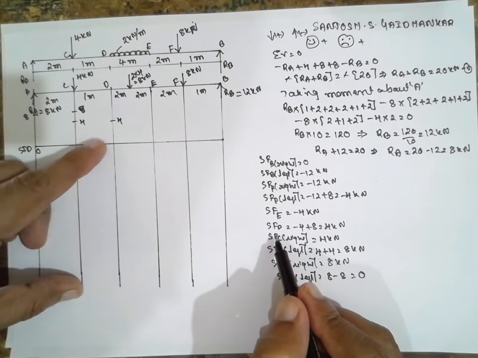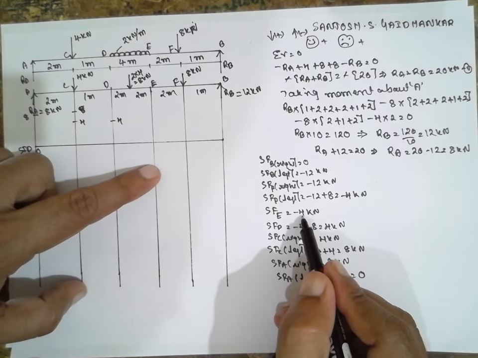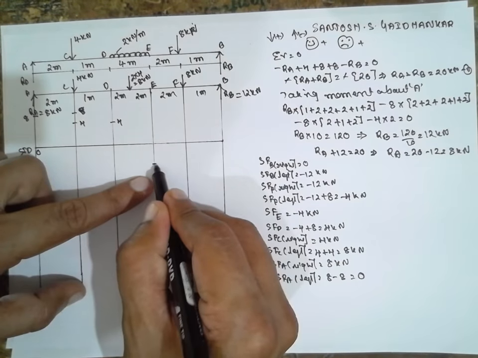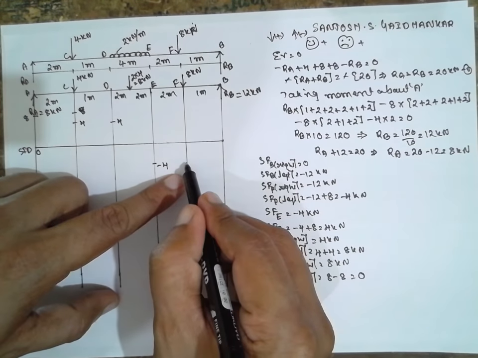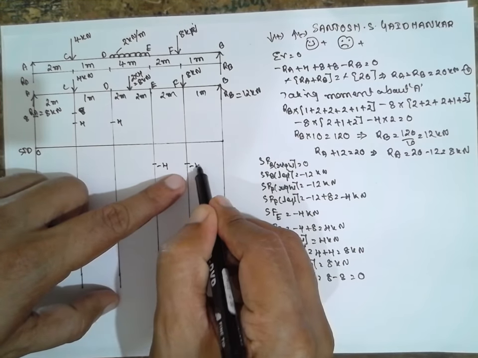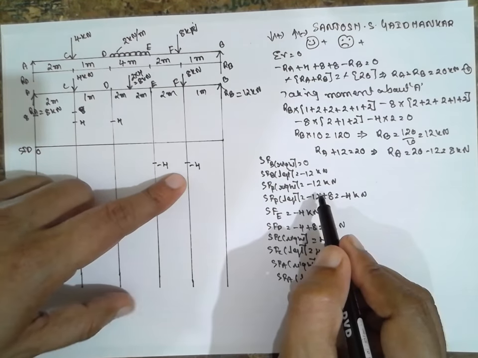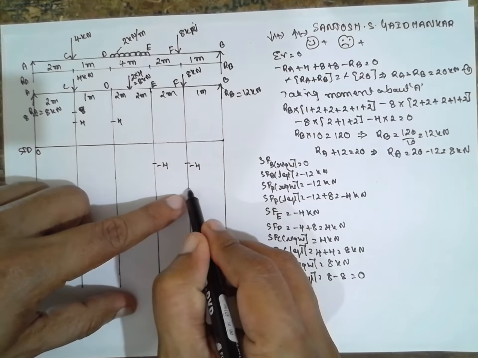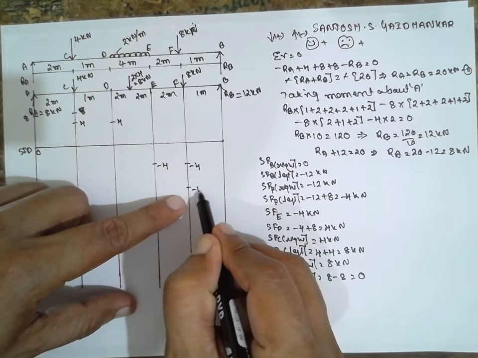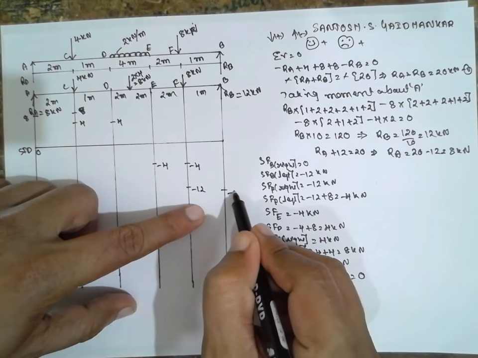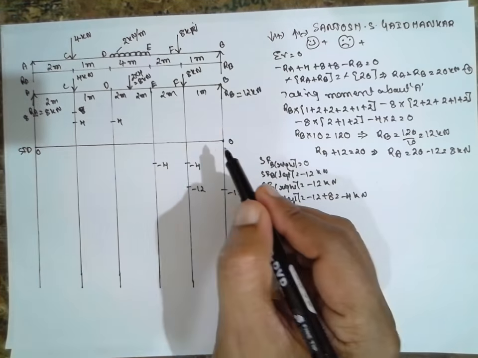Sorry. At D it is 4, at E it is minus 4, minus 4. On F, minus 4. Again there is 12 on F, minus 12. Minus 12 on B and 0.